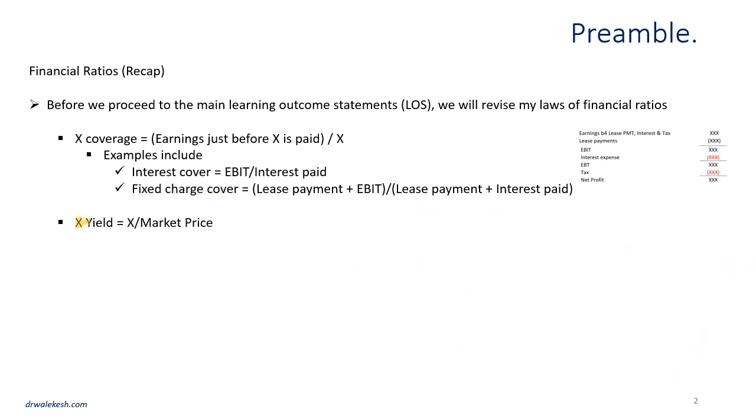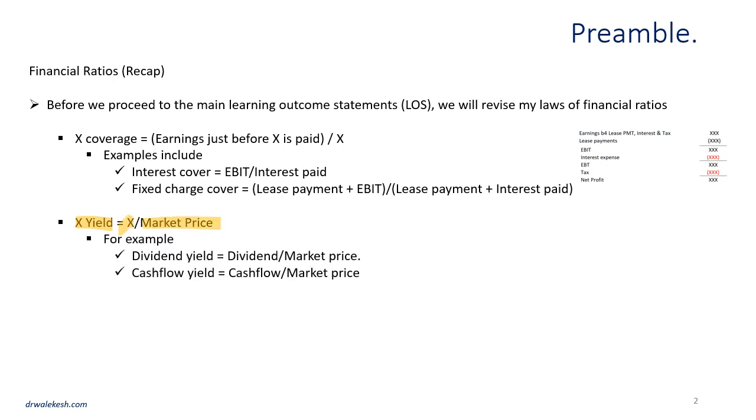Moving on, X yield. Anything yield is over market price. So X yield is X over market price. Dividend yield is dividends paid over market price. Cash flow yield is cash flow over market price.